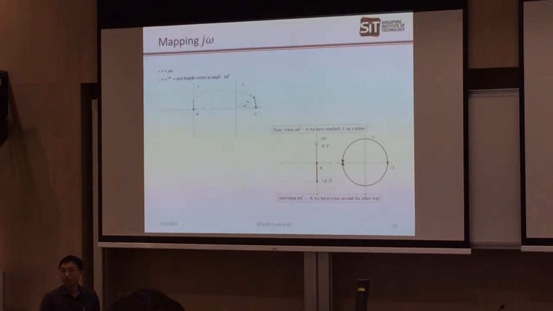Okay? So if this one is 0, your phase angle is 0. If this one goes to pi, then this one will go to pi. If half pi, then it's half pi. If negative half pi, negative half pi, if minus pi, then minus pi. Okay, so this is how it depends.